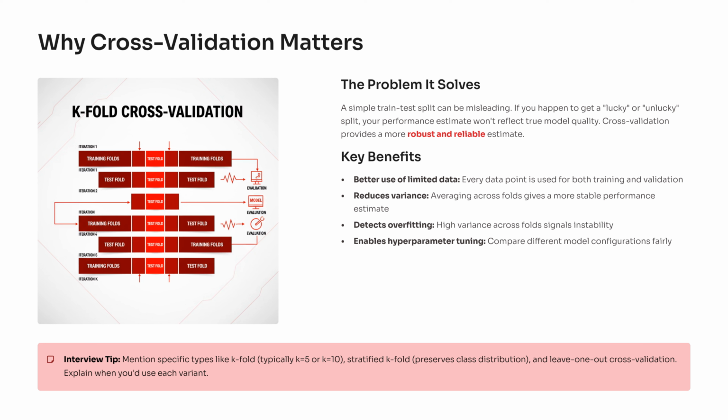And if you really want to stand out, mention specific techniques like K-fold, usually 5 or 10 folds, stratified K-fold for imbalanced classification problems, or leave-one-out cross-validation when your dataset is very small. These details show you not only know what cross-validation is, but also how and when to apply it, which is exactly what interviewers look for.